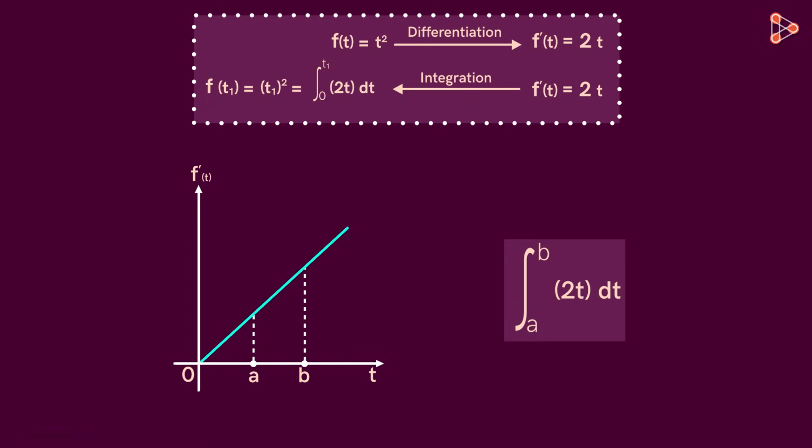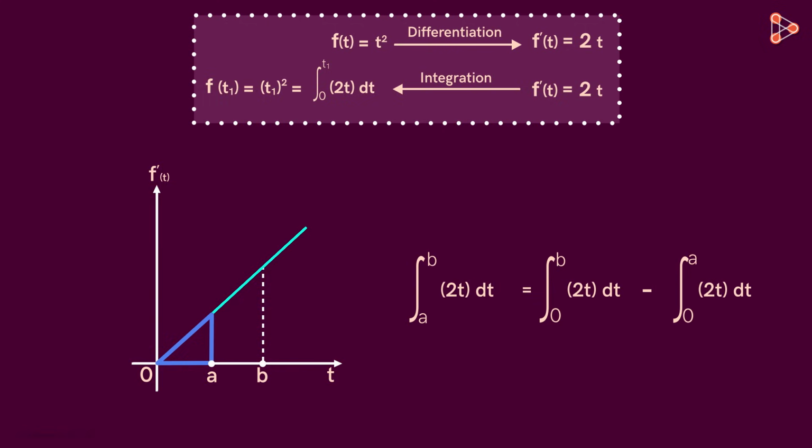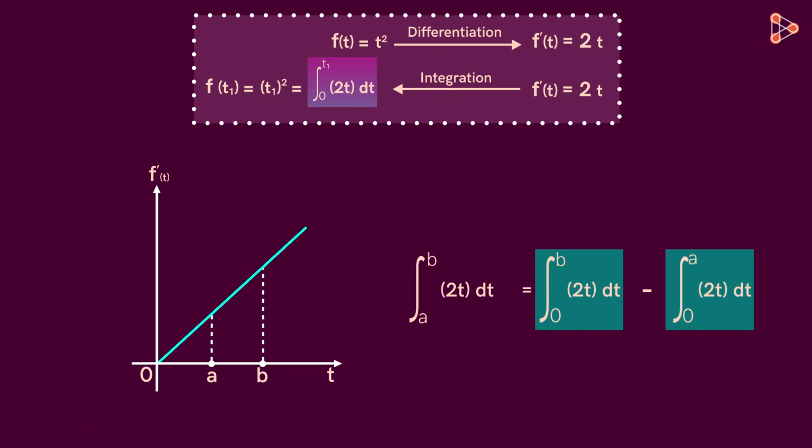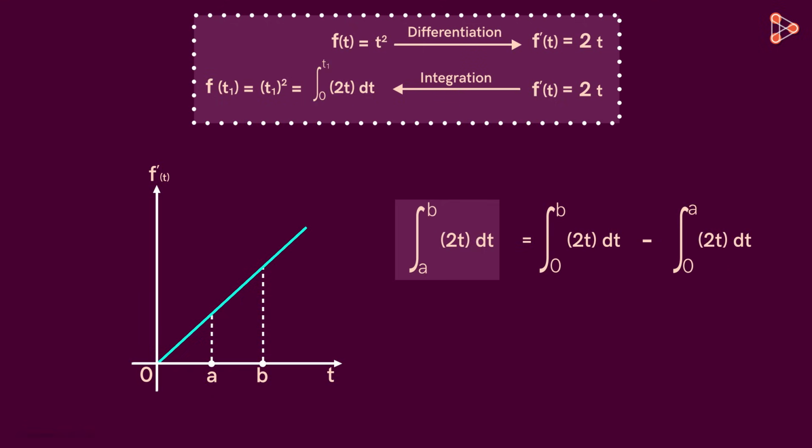Notice that this area is equal to the difference in the areas between this triangle and this one. Yes, the big triangle minus the small one. We know that the area of this big triangle is equal to this integral from 0 to b, and the area of this triangle is equal to this integral from 0 to a. But now according to this, we don't have to find the value of these integrals. Notice these integrals will be equal to this integral for t1 equal to a and b. So we get the value of this integral is equal to f of b minus f of a.